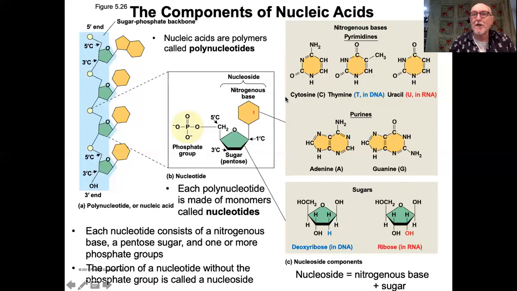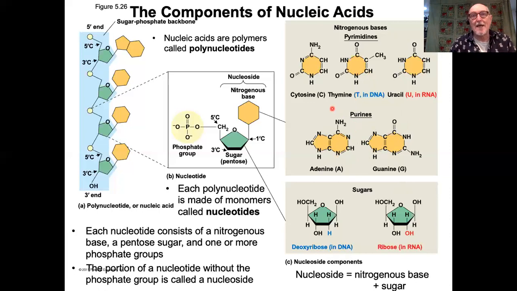Those ring structures consist either of single rings here or of double rings, as here. And the single rings, cytosine, thymine, and uracil, are called the pyrimidines. So single rings are pyrimidines. Double rings are purines, and they are adenine and guanine. So I'll tell you straight away that I said we made up our nucleic acids out of only 5, but in DNA, they only use 4. And in RNA, they only use 4.